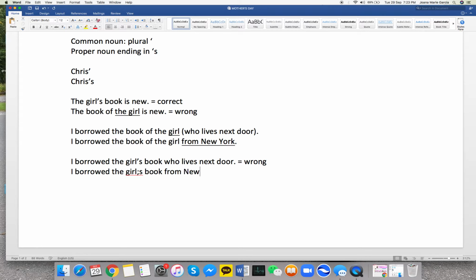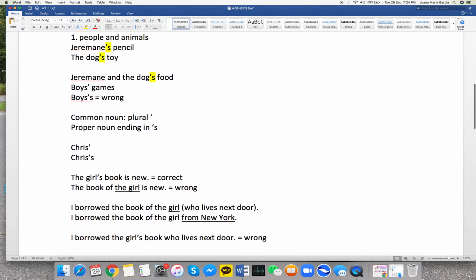From New York, the meaning here would be the book which actually comes from New York or lives in New York, which is impossible. I mean, it's possible that it's from New York, but the meaning is different. It's totally different from our previous sentence. So you have to be careful with that.